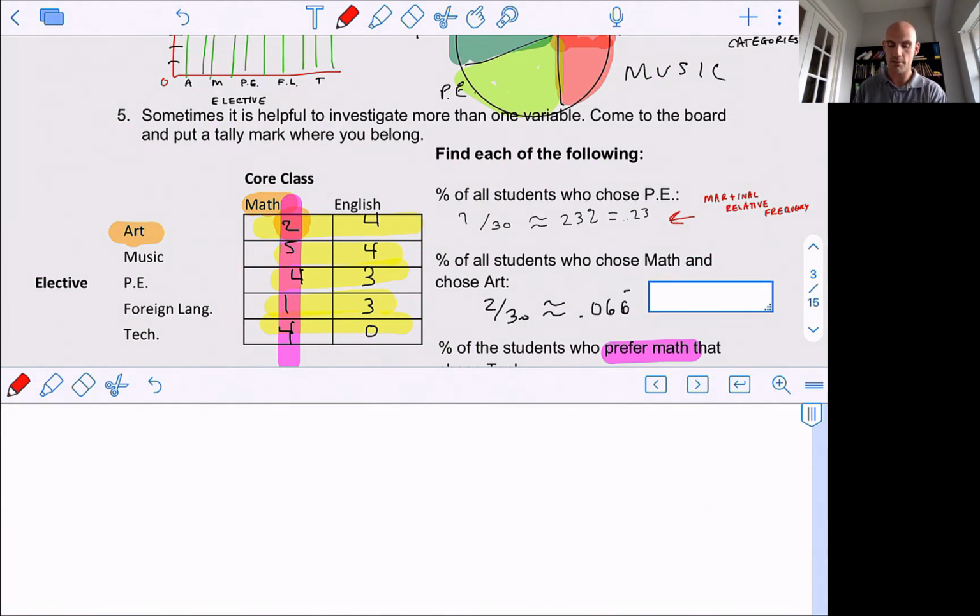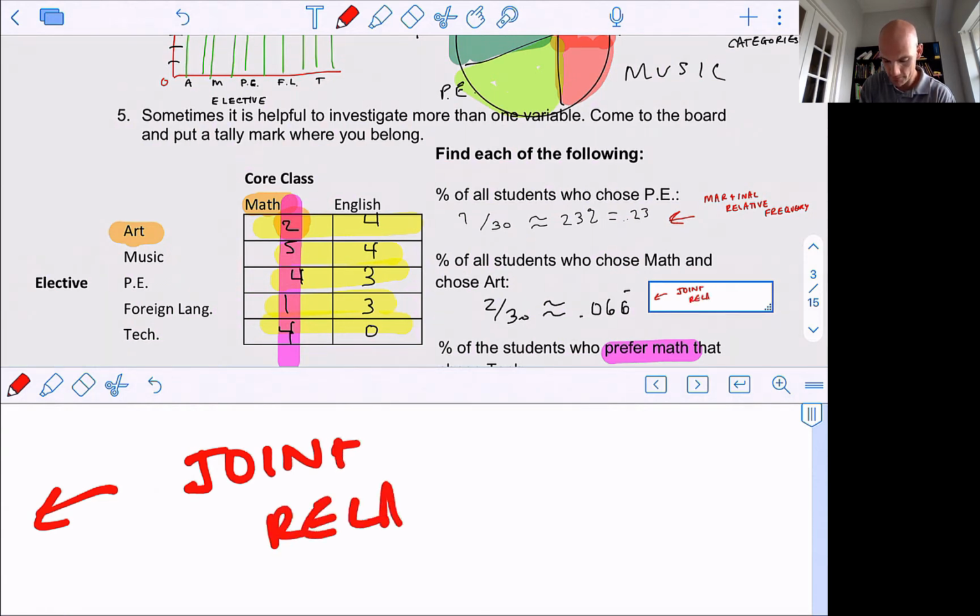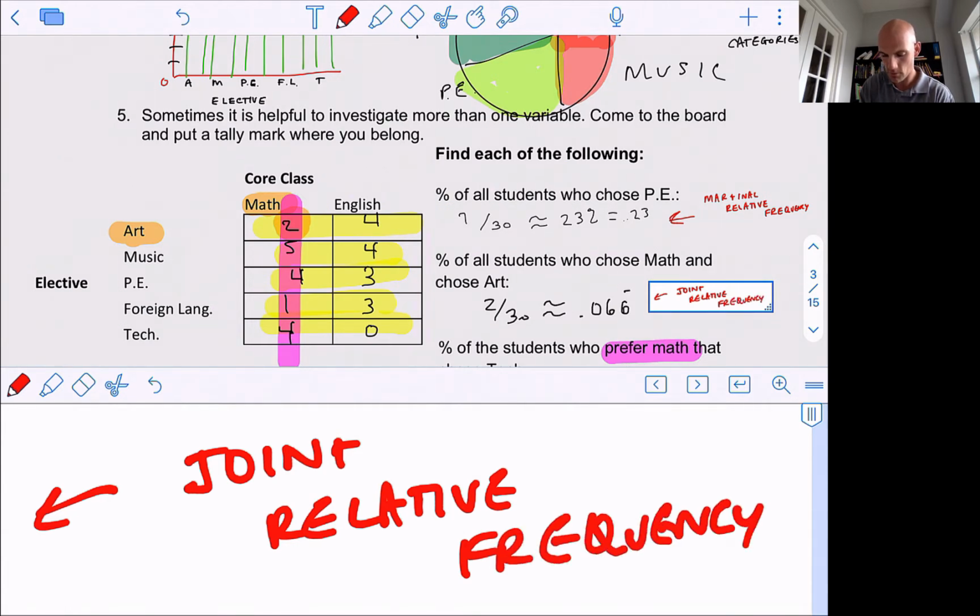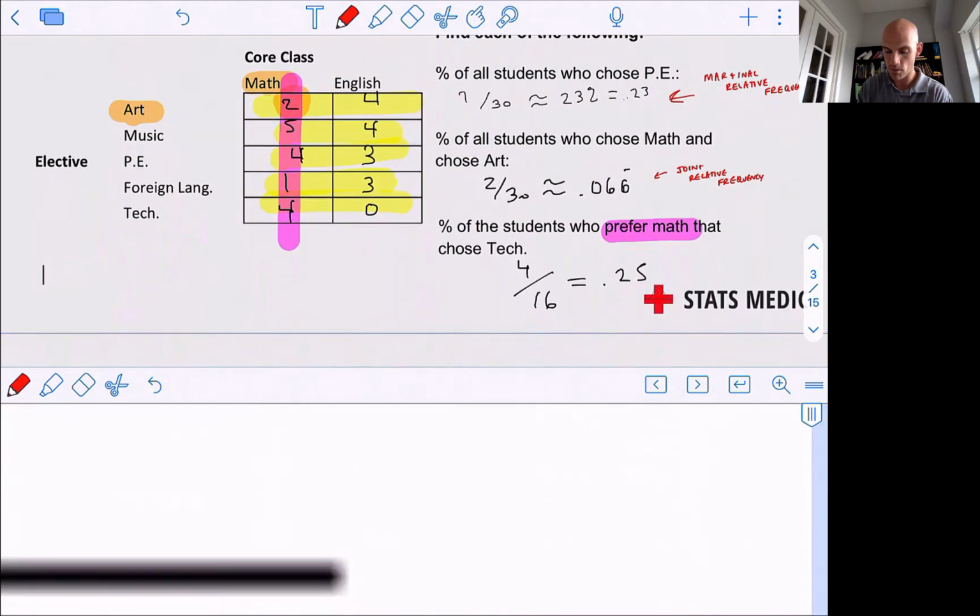When I look at all the students who chose math, so an entire column, and taking a percent as half of the data, right? So math, the entire category out of the whole, that is called a joint relative frequency. Okay, the joint relative frequency.